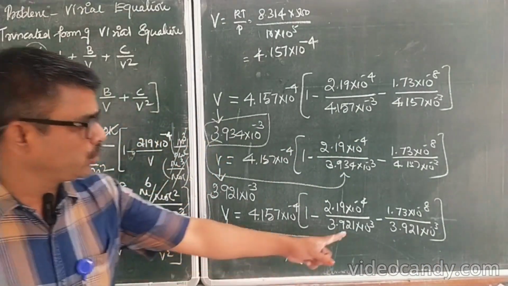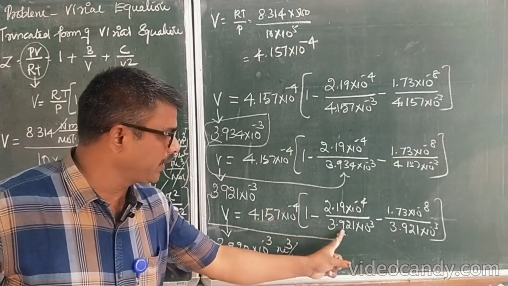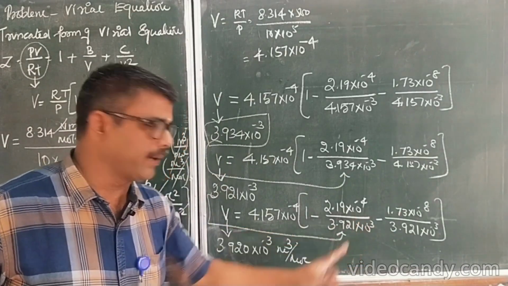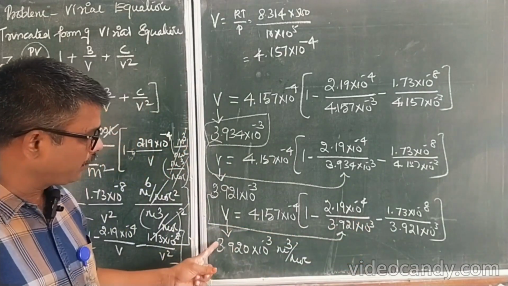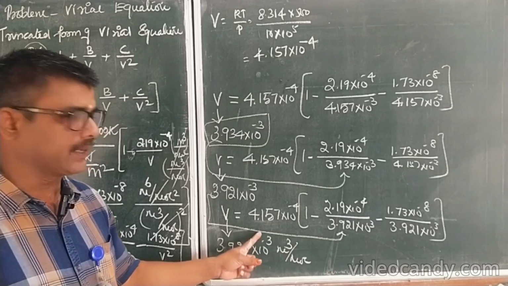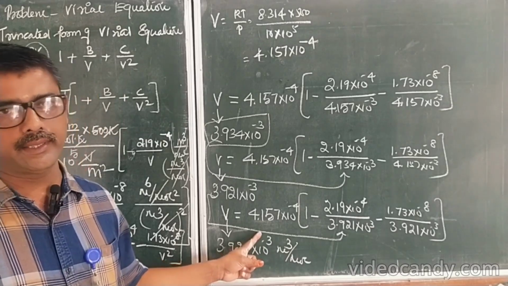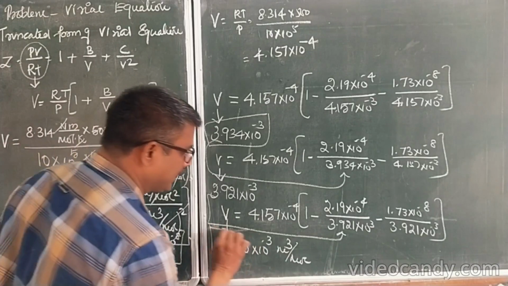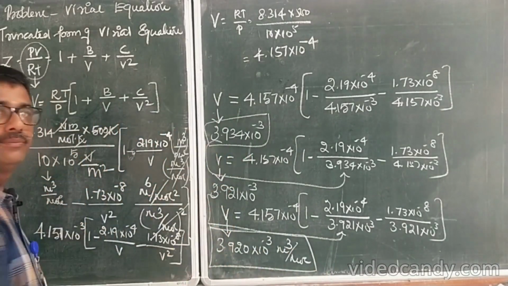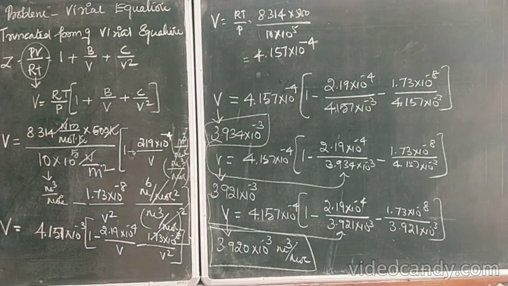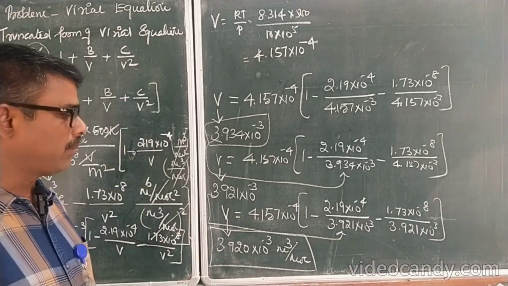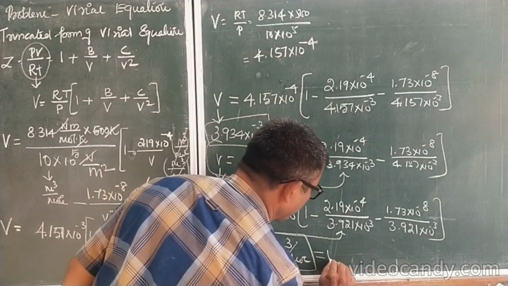Hence, the substituted value is 3.921 into 10 to the power of minus 3 and predicted value 3.920 into 10 to the power of minus 3. It is almost closer to each other. Hence, I decided that this is the molar volume of methanol vapor at a temperature of 500 degree Kelvin at 10 bar. This is the molar volume V.